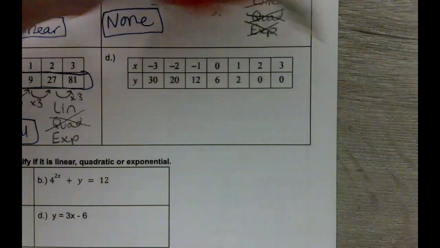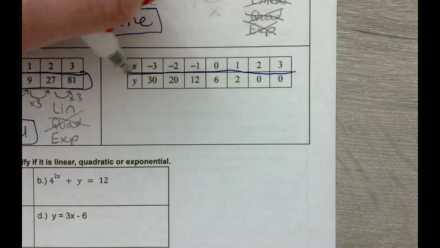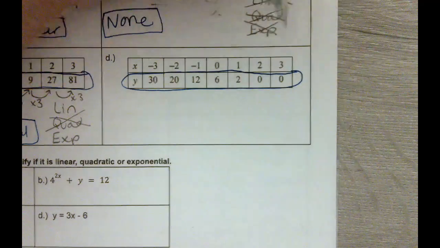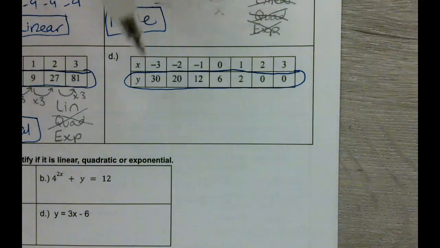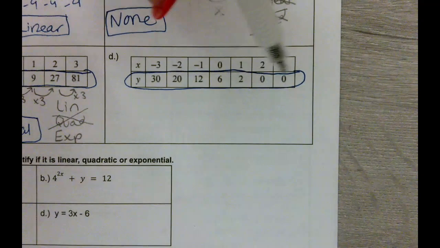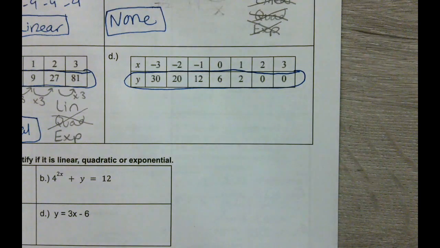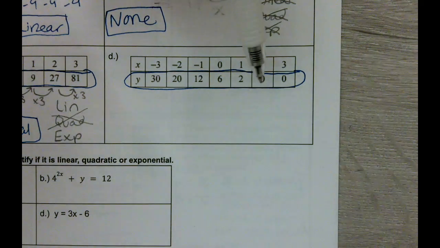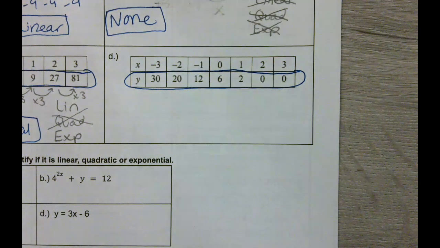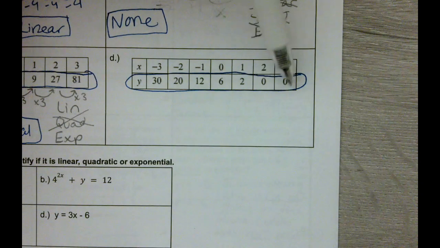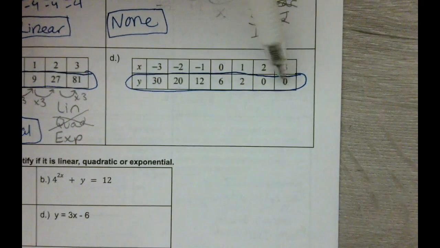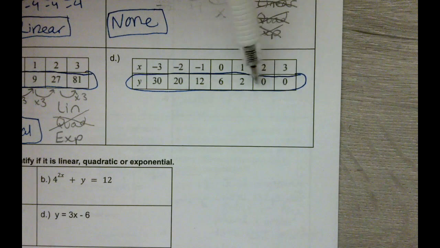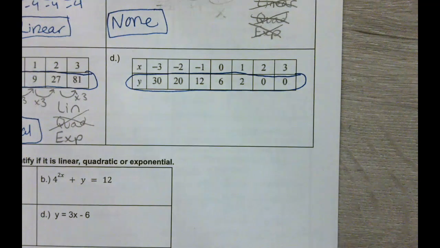D. Once again, y values only. 30, 20, 12, 6, 2, 0, 0. This one's weird. You just know, like something's off about this one. We do have a repeating number, so typically that would mean quadratic, but problem. It's not mirrored at all. It's just repeating the same number twice in a row. When I say repeating, you would want a 2 here, for instance. It would be 2 and 2, and then 6 and 6. That's not happening here.